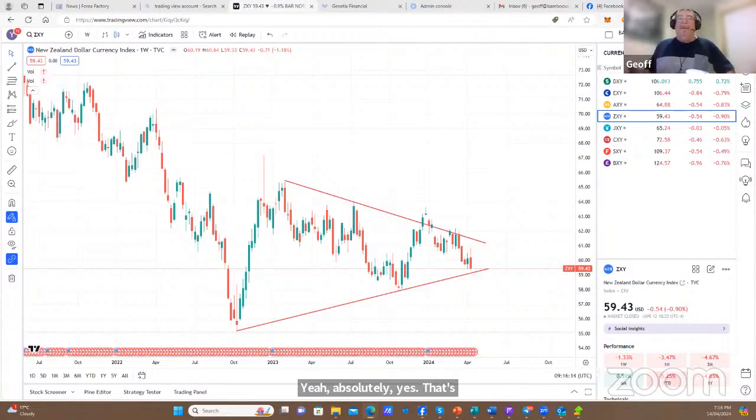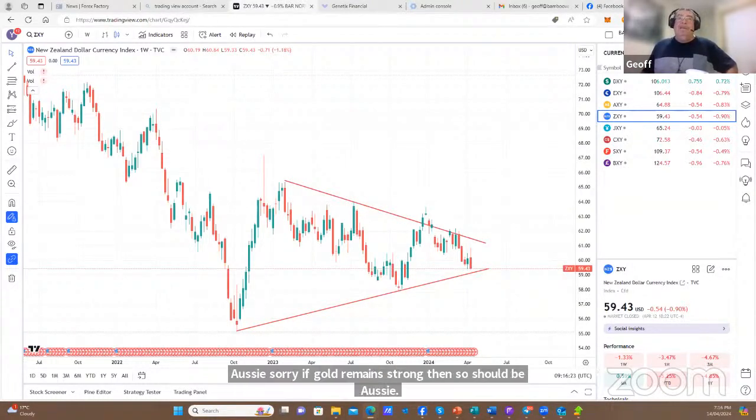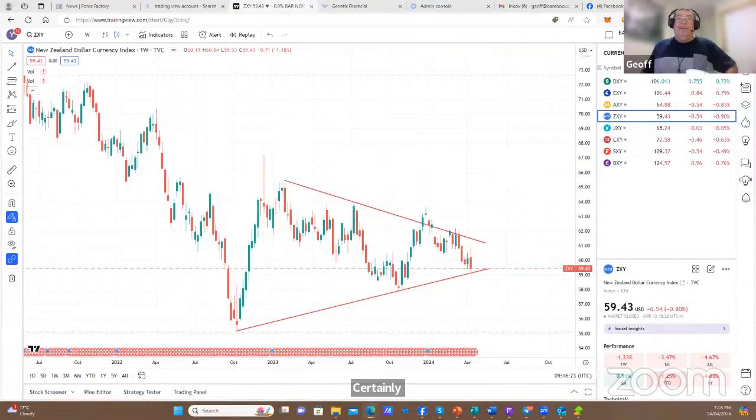That's part of my point. If gold remains strong, then so should the Aussie. Certainly against comparable currencies like the CAD, like the Kiwi. Not against the US dollar, because the US dollar, to my mind, will outperform just about every other currency because of the potential for this conflict to escalate.